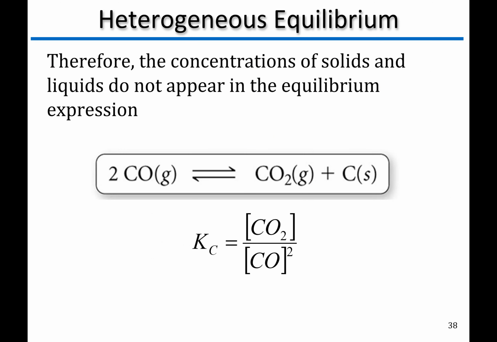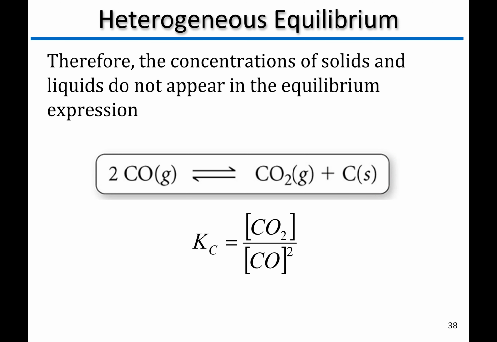And what this tells us is that we don't include it into our equilibrium constant. So the concentration of solids and liquids do not appear in the equilibrium expression. So if I write the equilibrium expression for carbon monoxide giving us CO2 and carbon, notice what's missing. On my product side, there's no times the concentration of carbon solid.